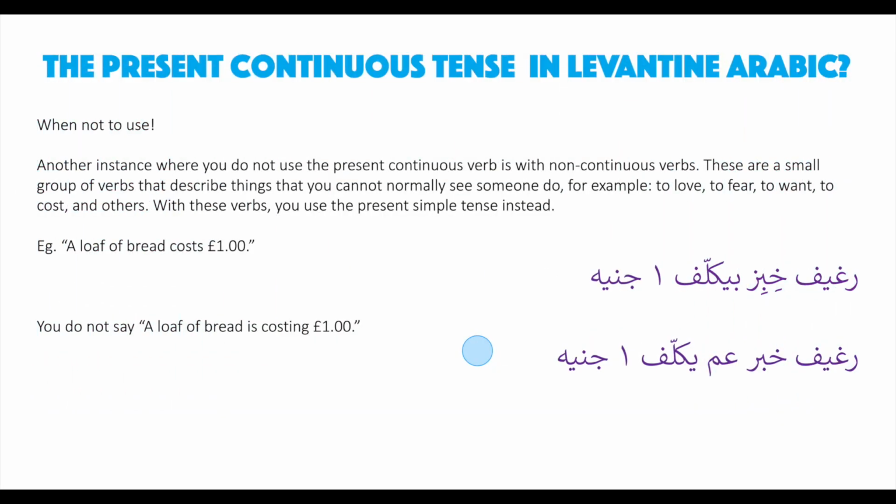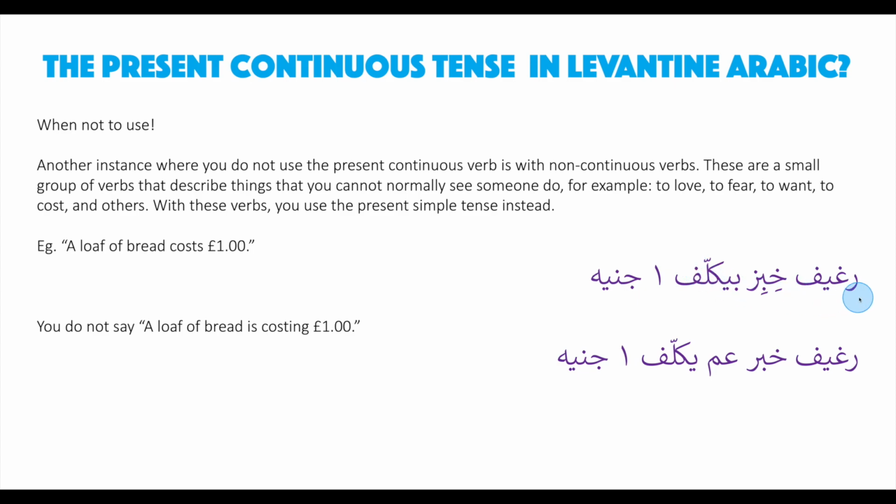Now let's have a look at another case where you are not supposed to use the present continuous with. In both English and Arabic, similarly, we do have certain verbs that are actually non-continuous. These verbs are small number and they're actually counted on fingers. For example, we've got to love, to fear, to want, and to cost. This grammatical point is actually shared between Arabic and English.